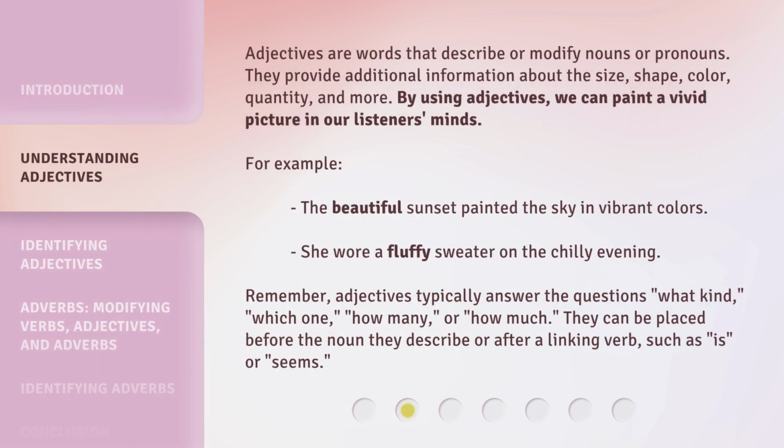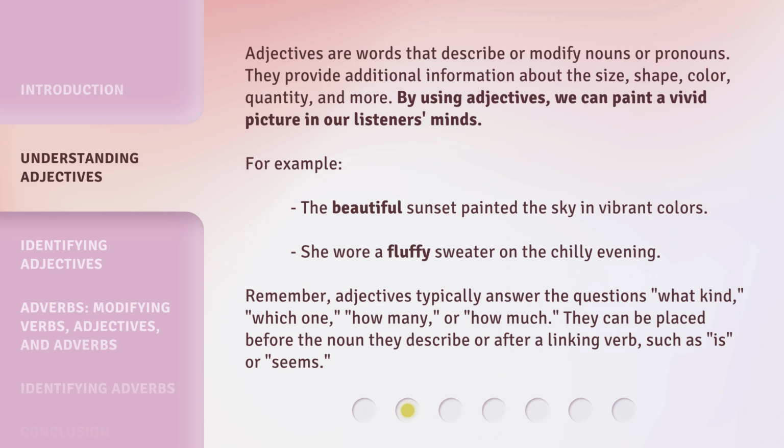Adjectives are words that describe or modify nouns or pronouns. They provide additional information about the size, shape, color, quantity, and more. By using adjectives, we can paint a vivid picture in our listeners' minds. For example, the beautiful sunset painted the sky in vibrant colors. She wore a fluffy sweater on the chilly evening.